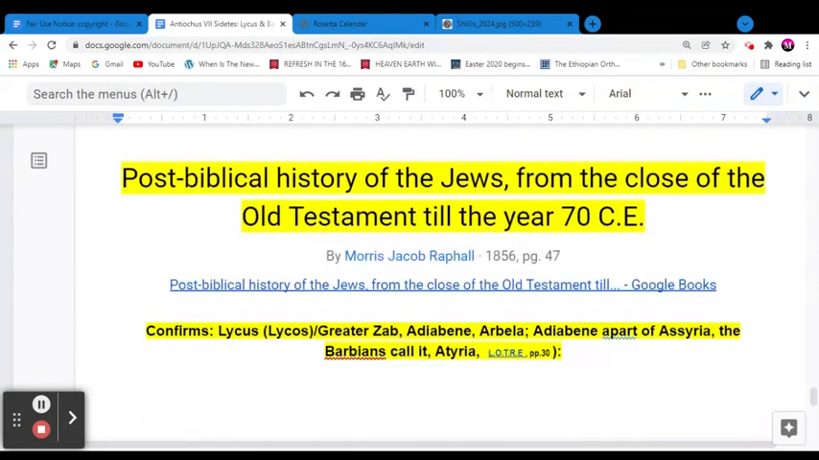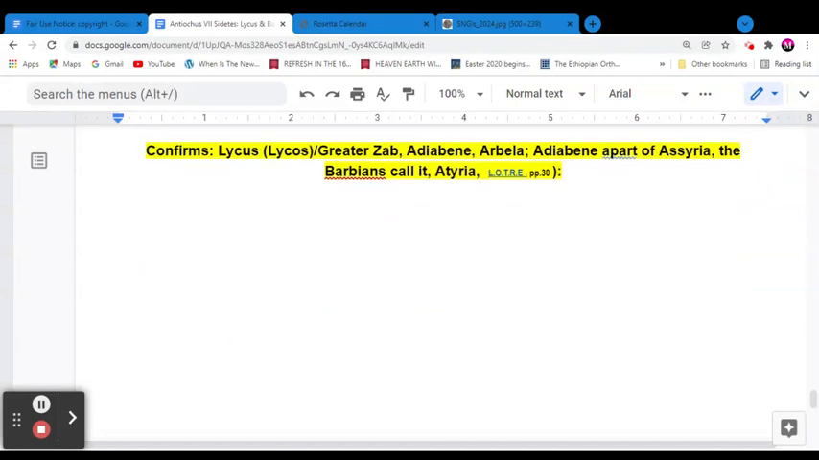Then we come across another book titled Post-Biblical History of the Jews, from the close of the Old Testament till the year 70 CE, by Morris Jacob Raphall, 1856, page 47. Again, this confirmed the Lycus, and you might see a slight spelling variation from the Lycus River, which is known as the Greater Zab River, Adabin, and also Arbela.